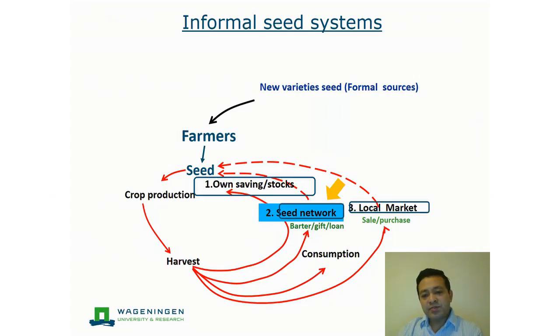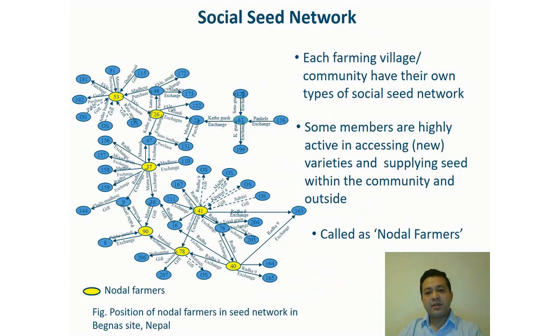Now we'll discuss the seed network of informal seed systems. All the farming communities or villages have their own social seed network. Some of the members in the village are highly active in getting new seeds and new varieties and supplying the seeds to other community members, other farmers within the village. Sometimes they also share the seeds outside the village.